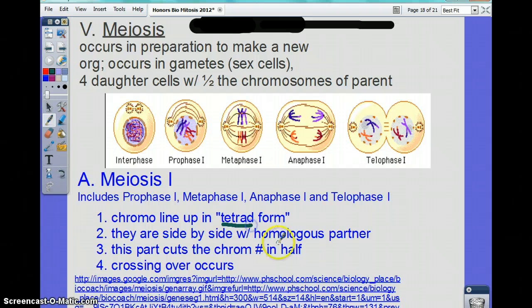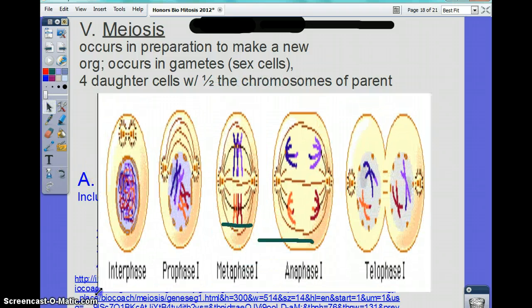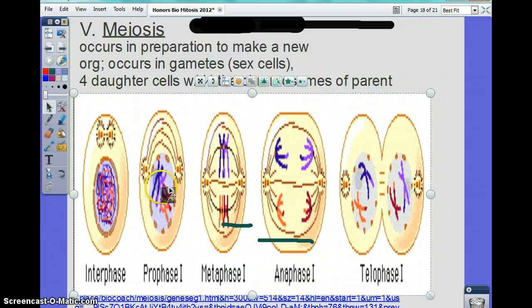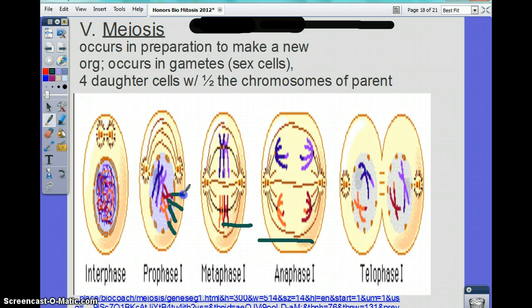Basically what that means is they line up with their homologous pair. If you look here, and I'm going to zoom in, the chromosomes are lined up with their homologous pairs. So this would be a pair from one parent, and this would be a pair from another parent, mother, father, let's say. And why do they call it tetrad? Because you have four pieces of chromosome, 1, 2, 3, 4. Two homologous pairs, four pieces.